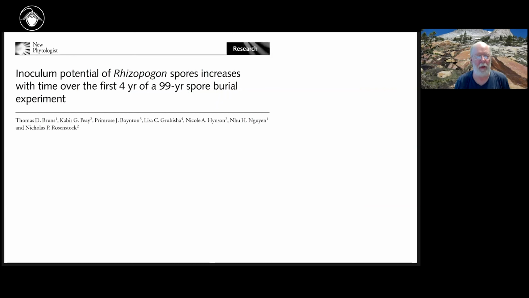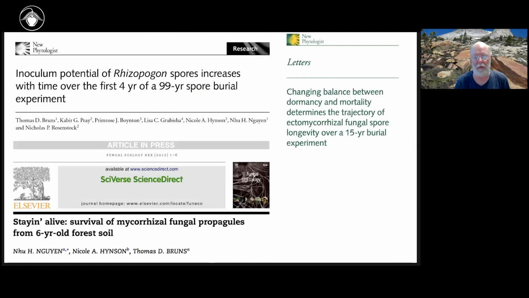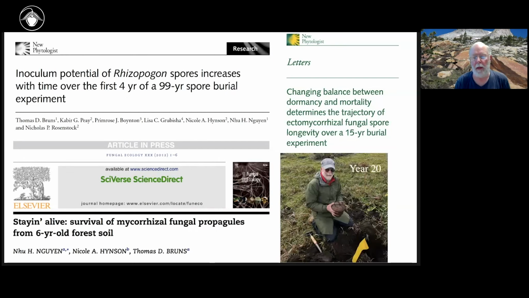And we've managed to get a few papers out of this now. The last one just came out from the 15-year burial experiment. And we picked up year 20 a month ago. And we haven't set up the bioassays for that yet.